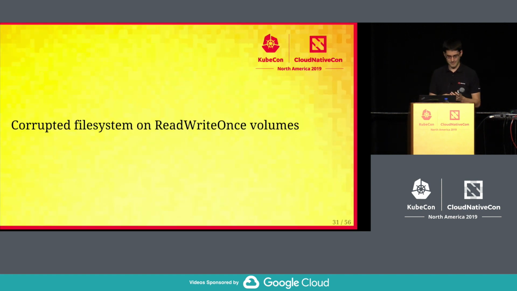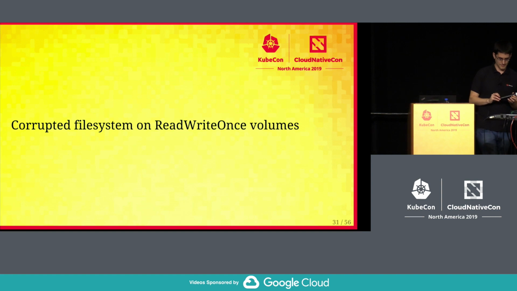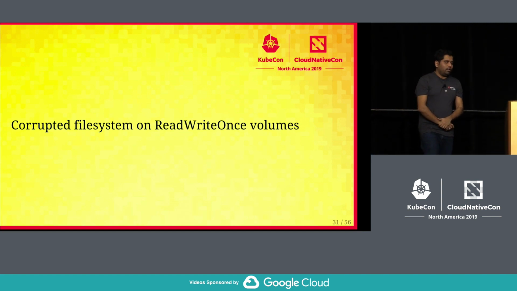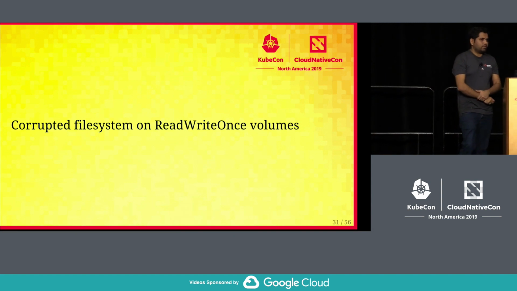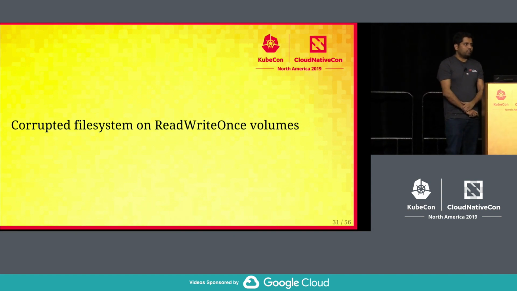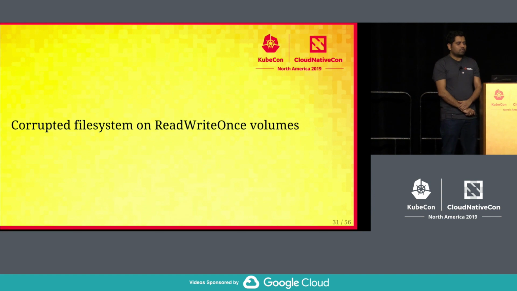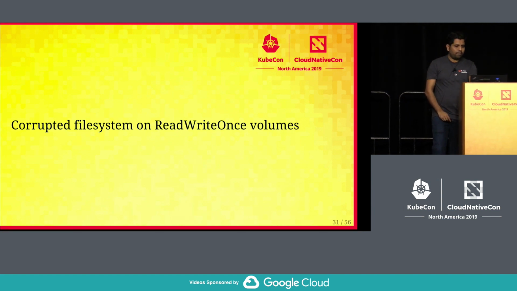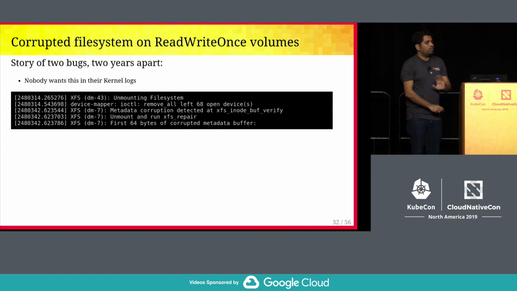All right, so Jan has talked about various ways Kubernetes managed to lose data. In spite of our best efforts, in certain cases we have noticed that Kubernetes could cause file system corruption. I'll try to cover the cases where this could happen. This is a story of two bugs that happened 2 years apart.